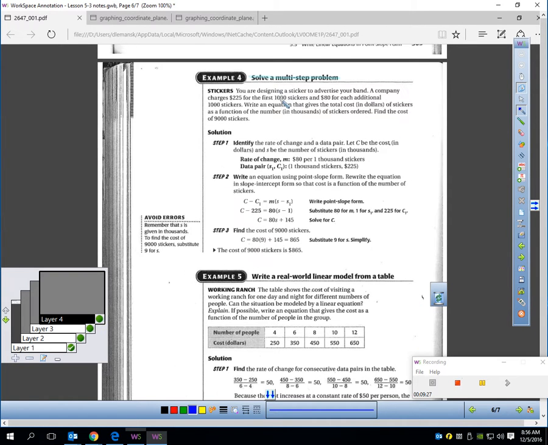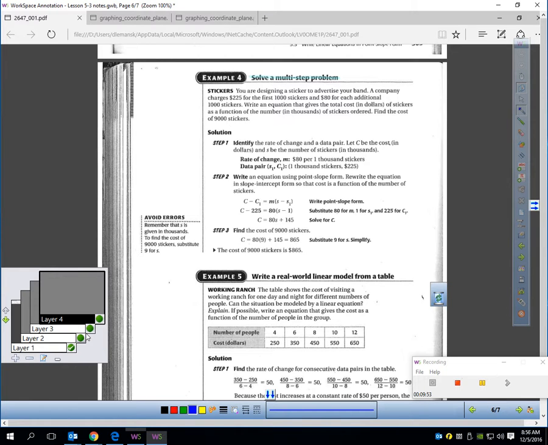When you have story problems, it might be even easier to set these up in point slope form, which I will show you here. In this problem, you are designing a sticker to advertise your band. A company charges $225 for the first 1,000 stickers and $80 for each additional 1,000 stickers. And then we have to write an equation. I'll get to that more in a minute.